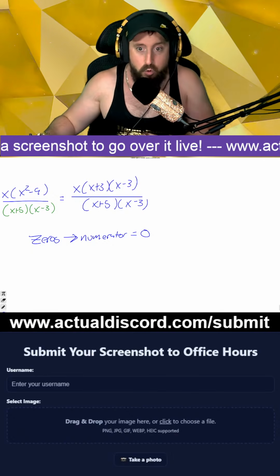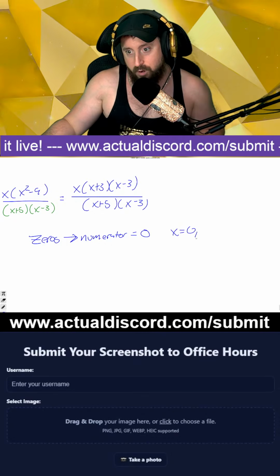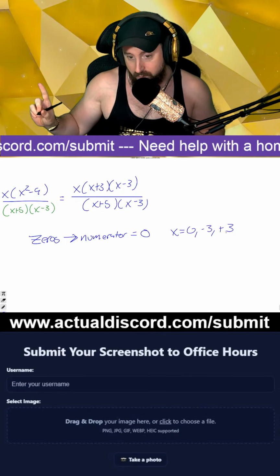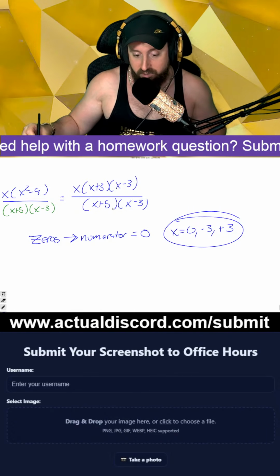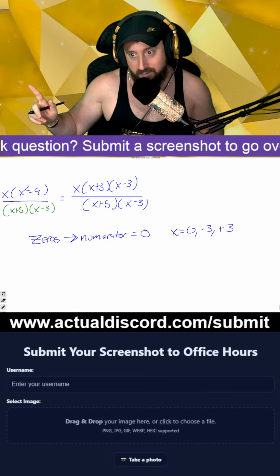Okay, so you have to check where the numerator equals 0. So that's at x is... you have x equals 0, comma, negative 3, comma, positive 3. However, you need to make sure that these numbers don't also make this equal to 0, because then that's 0 over 0, which is bad. Disqualified. You don't want to do that.